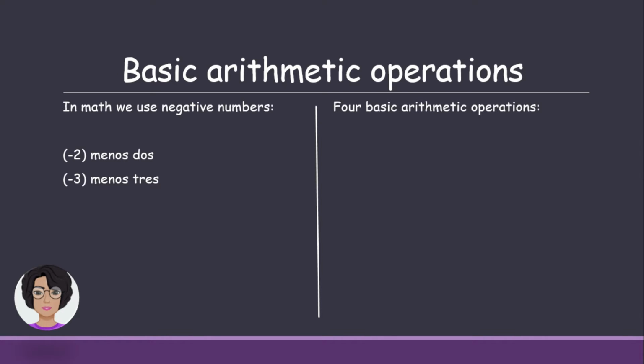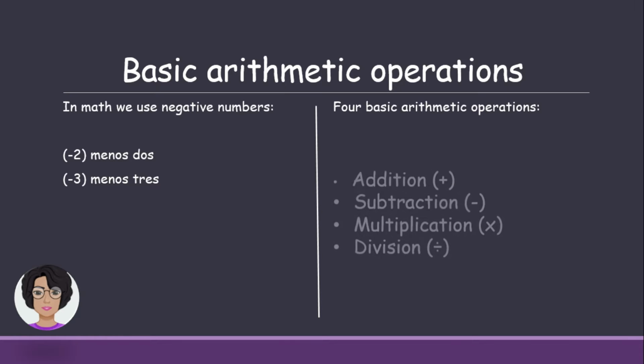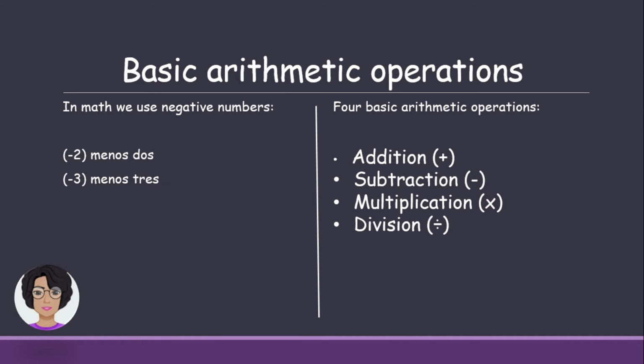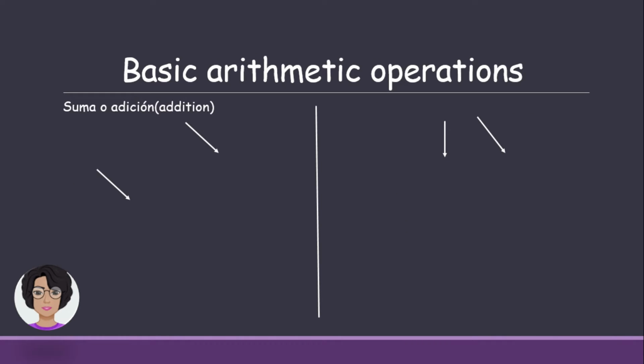So we have four basic arithmetic operations, and those are addition, subtraction, multiplication, and division. So let's start with addition. In Spanish, you would say suma o adición, and that's the noun or sustantivo in Spanish, and sumar, which is the verb, or verbo in Spanish.